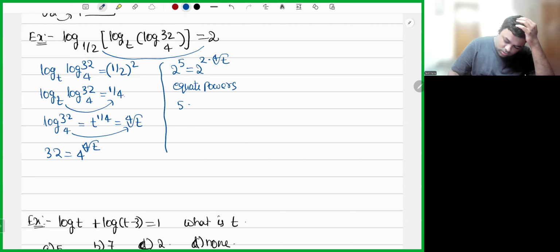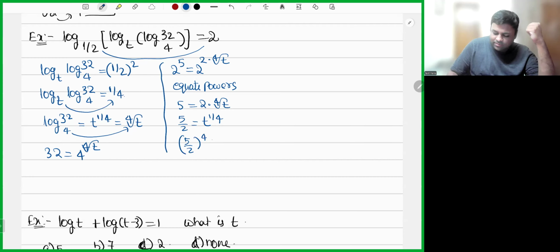5 is equals to 2 into 4 root t. So 5 by 2 is equals to t power 1 by 4. Let's send 4 to the left side. 5 by 2 whole power 4 is equals to t. What is 5 power 4? 625. 2 power 4? 16.